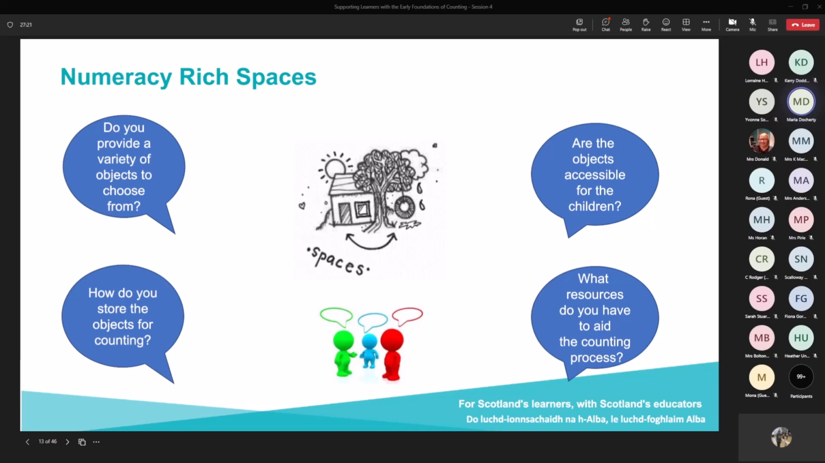So the role of the adult is to provide stimulating and engaging counting choices and collections, to question, to deepen understanding, and to provide that scaffolding when learners need it.